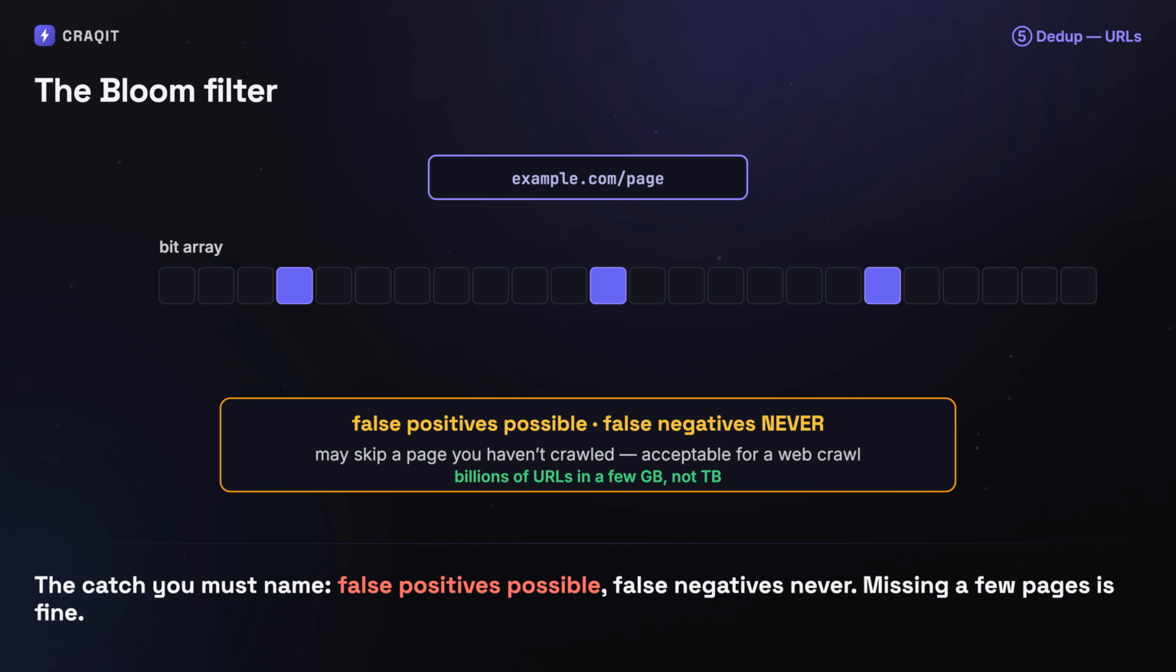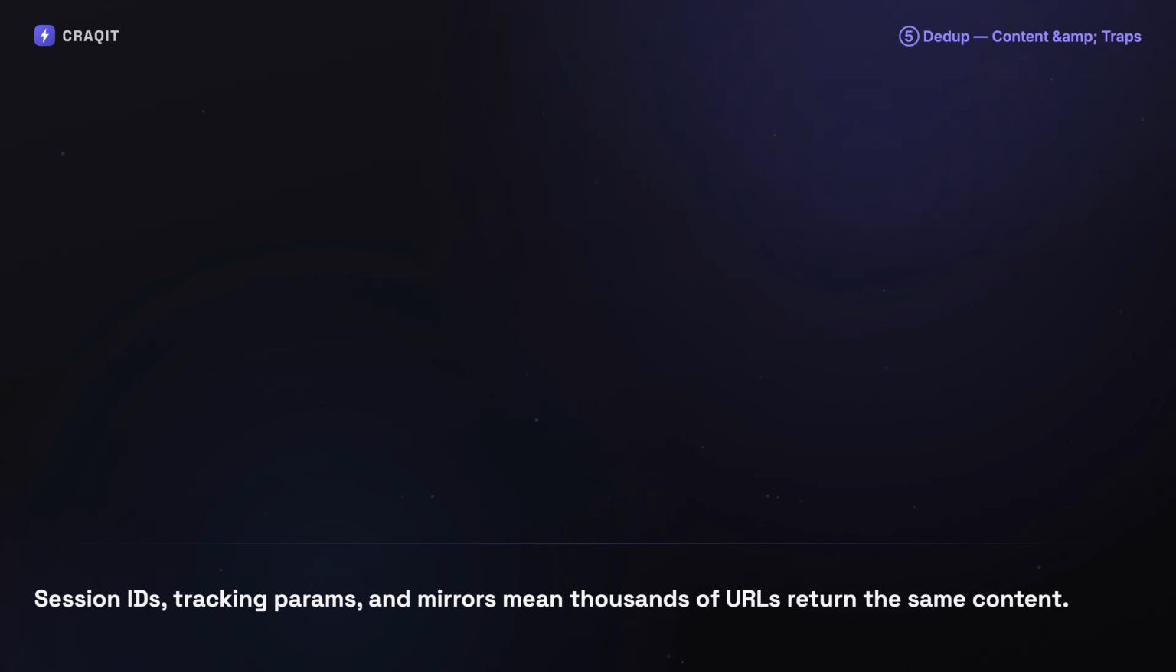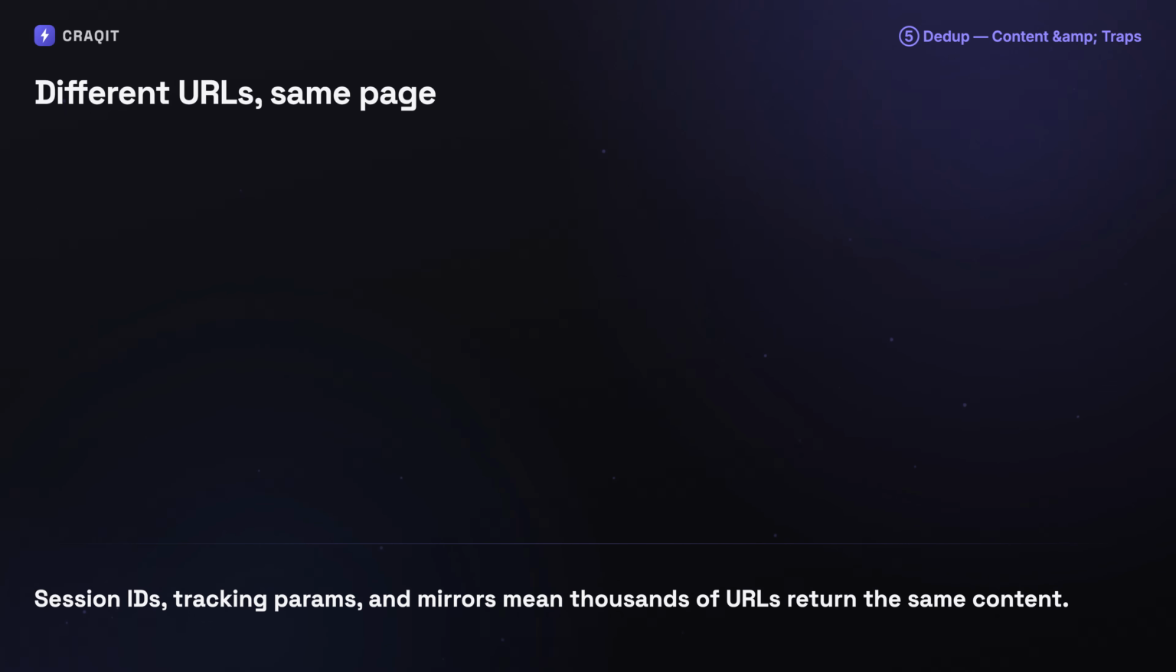Choosing the Bloom filter and stating that false positive trade-off out loud is the senior move. Most candidates either don't know it or forget to mention the cost. The second kind of duplication is content dedup. Different URLs, same page. Session IDs, tracking parameters, and mirror sites mean thousands of distinct URLs return identical or near identical content. Downloading and storing all of them wastes most of your capacity.